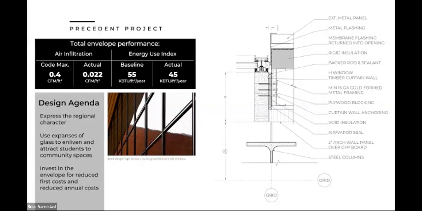much lower. So the baseline EUI for this type of building in this climate is around 55 kBTU per square foot per year. And Rock Ridge came in at about 45 kBTU per square foot per year. It's nearly 18% higher performing just by making the building more airtight.